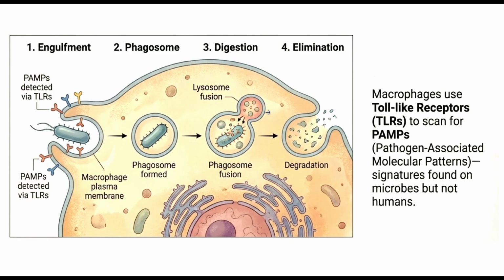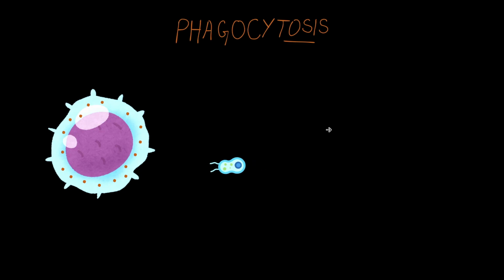It is a critical receptor mediated defense mechanism in the innate immune system, essential for tissue homeostasis and initiating immune responses. So, phagocytosis is done mainly in four steps. The first one is engulfment, then phagosome formation, third is digestion, and then finally elimination. So, we'll discuss each one of these processes one by one.